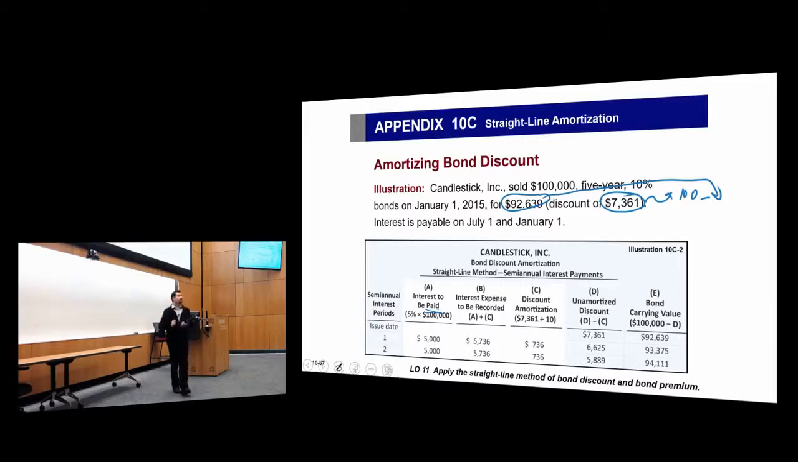On the other hand, columns D and E. So the columns A, B, and C, they give you the amount that will be used to make a journal entry. The journal entry will be to debit interest expense, and then you credit cash and discount. Okay? Now every time you subtract the discount amortization from the unamortized discount, that will give you the remaining part of the new unamortized discount.